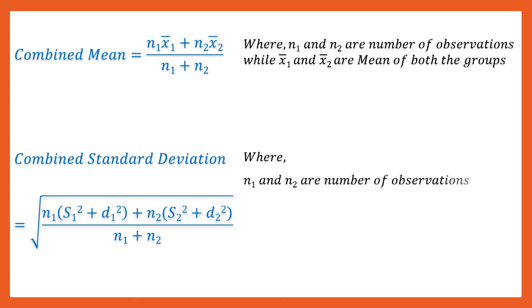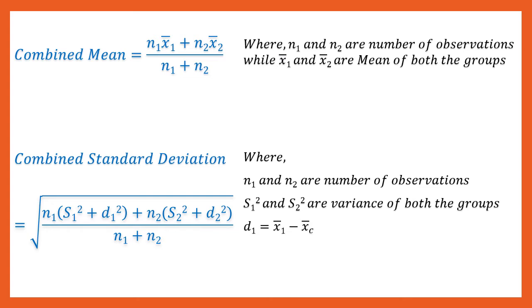Let's see what is the meaning of these formulas. N1 and N2, we know that they are the number of observations for both the groups. S1 square and S2 square are the variances of both the groups. Now S is standard deviation and its square is variance. This is what I already explained in my previous video. So S1 square is the variance of the first group and S2 square is the variance of the second group. Now D1 is the difference between the mean of the first group and the combined mean. So we need to find this difference and then square it to get D1 square. Similarly, D2 is the difference between the mean of second group and the combined mean.